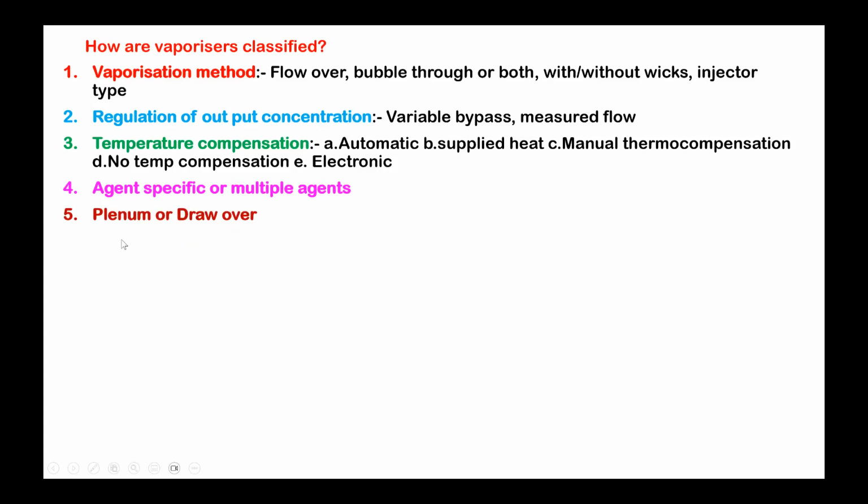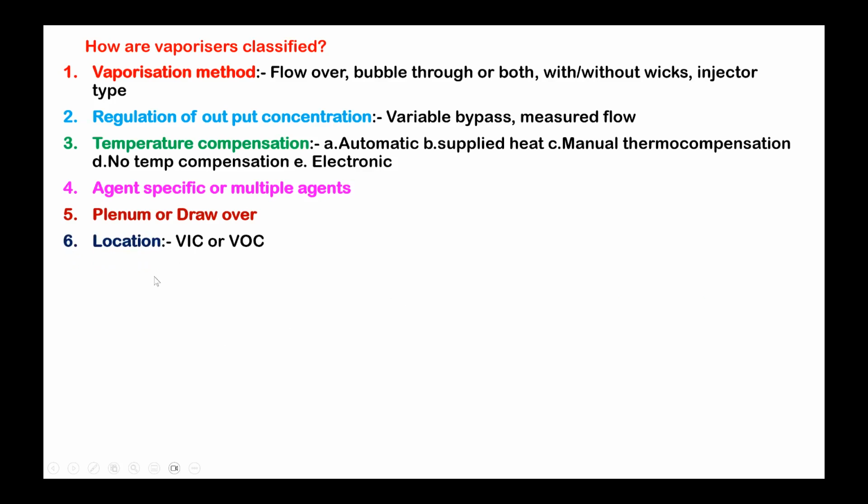Then the fifth category is what is called the plenum vaporizer and draw over vaporizer. Draw over vaporizer is the one which is normally attributed to the boil bottle or trilene bottle, where the fresh gas flow will come, pick up the vapor on the surface and go. But plenum means injecting the fresh gas flow with pressure. That is called the plenum vaporizer, and all the modern vaporizers which we now use are plenum vaporizers, because at the inlet of the vaporizer, the gas flows in with a pressure. So they are called plenum vaporizers.